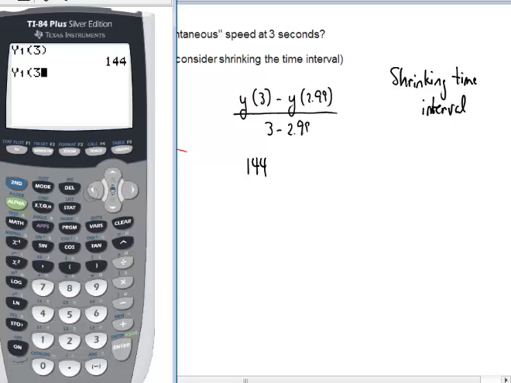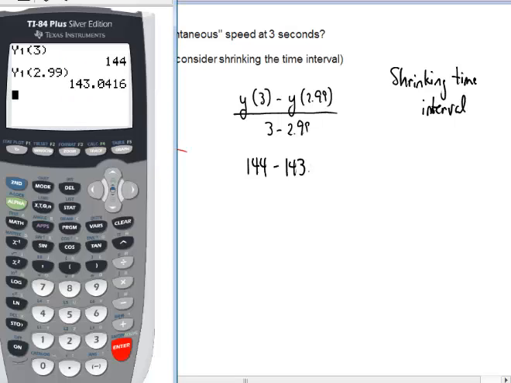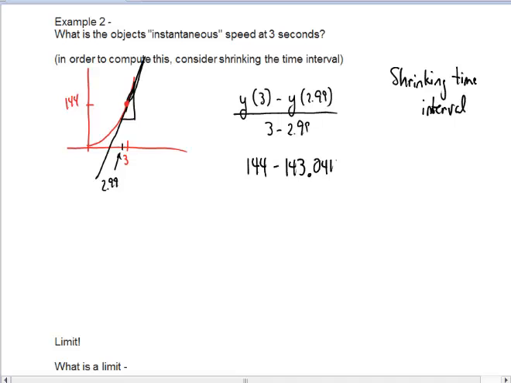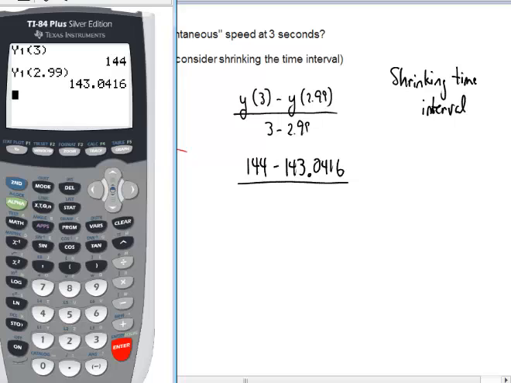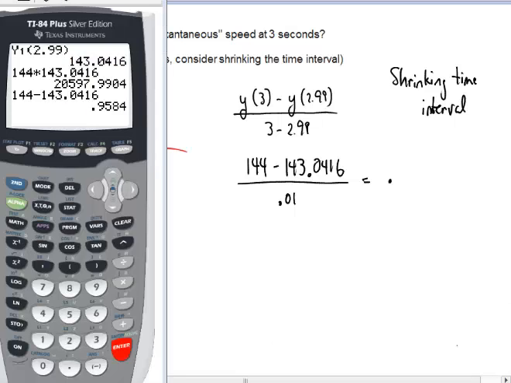Then I'm going to do the same operation with a smaller value of time, 2.99. I'm making my time interval really, really small, and that tells me that I'm at 143.0416. Then I'm going to divide by the time interval: 3 minus 2.99 is a 0.01 second time interval, and we're going to see what our instantaneous velocity is. I'm going to pause the video while I calculate that.